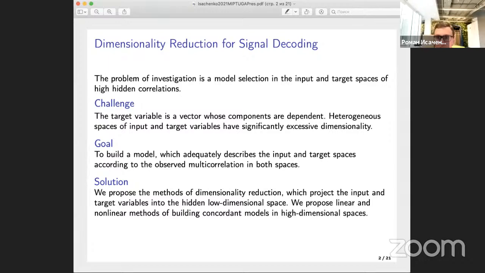The spaces of the input signals and target signals have excessive dimensionality, and dimensionality reduction methods that do not take into account dependencies in the target space are not adequate. We propose to reduce the dimensionality of the input and target spaces by projecting signals into latent spaces with significantly smaller dimensionality. Linear and nonlinear methods for building concordant models are proposed.